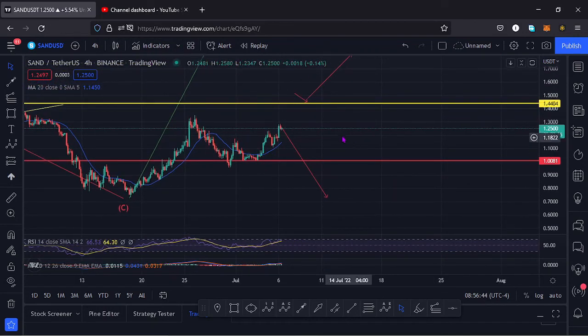So those are the key scenarios that I expect to play out here on the Sandbox chart, and I'll keep you updated on any movements on this chart.